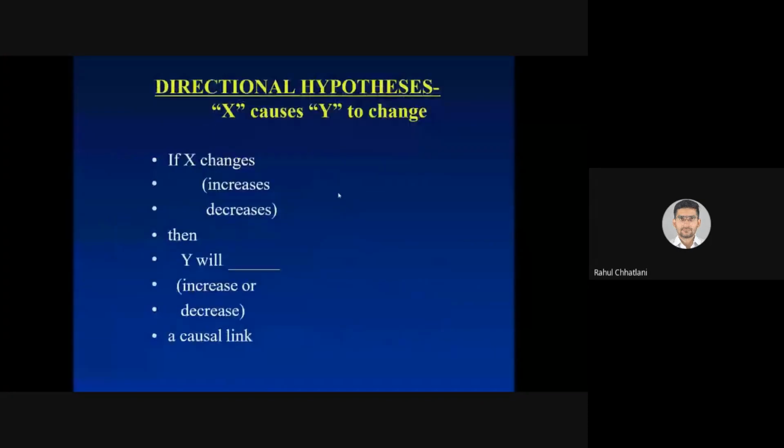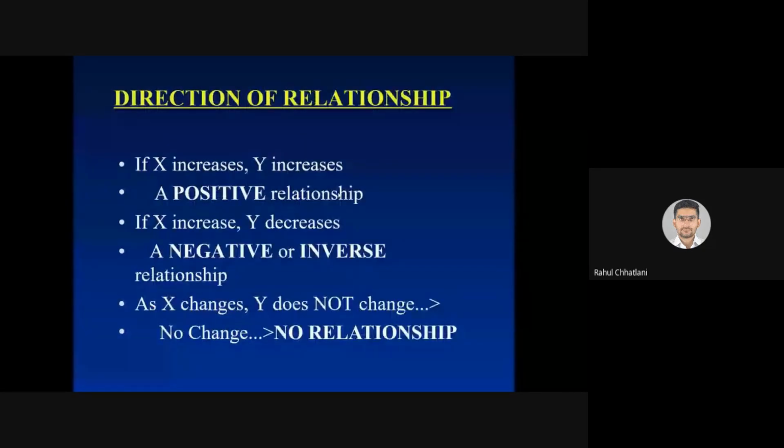Directional hypothesis: if x increases or decreases, then y will increase or decrease, a causal link. What we discussed: if x changes, y also changes, and if x increases, y must increase or decrease. That is the main directional hypothesis. If x increases and y increases, then it is termed a positive relation. So if age increases and height increases, it is called a positive relation. If x increases and y decreases, it is a negative or inverse relation.